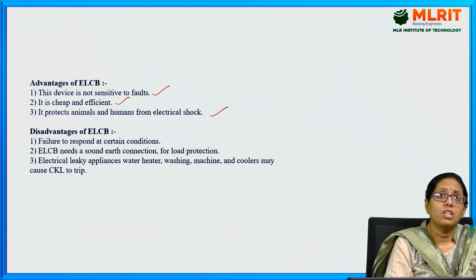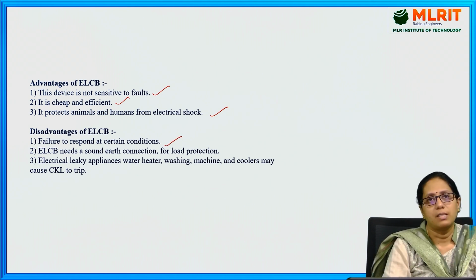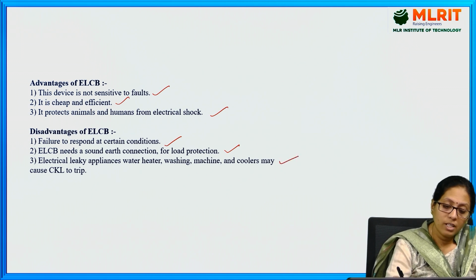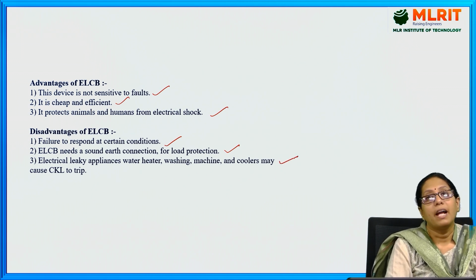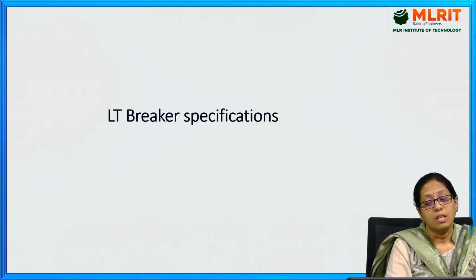What are the disadvantages? It fails to respond in certain conditions. At some conditions, it may not respond. ELCB needs a sound earth connection for load protection, and electrical leakage applications like water heater, washing machine and cooler may cause the circuit to trip. So these are the different advantages and disadvantages of ELCB.